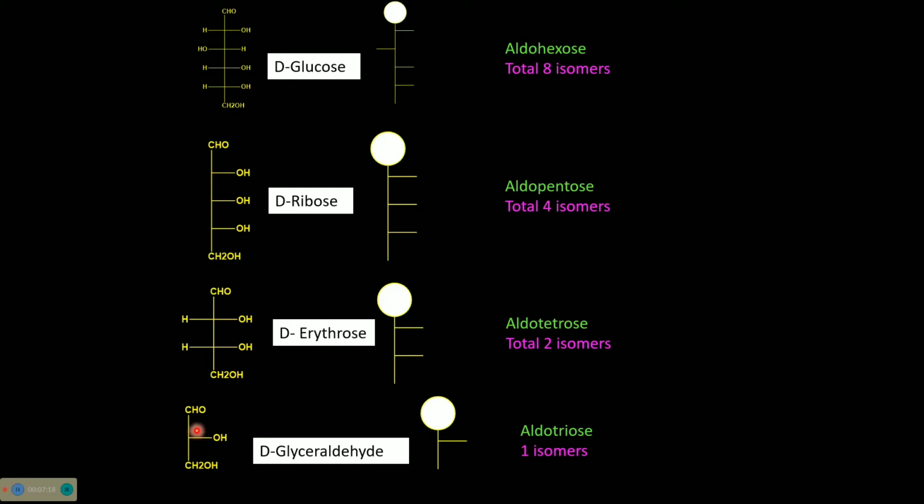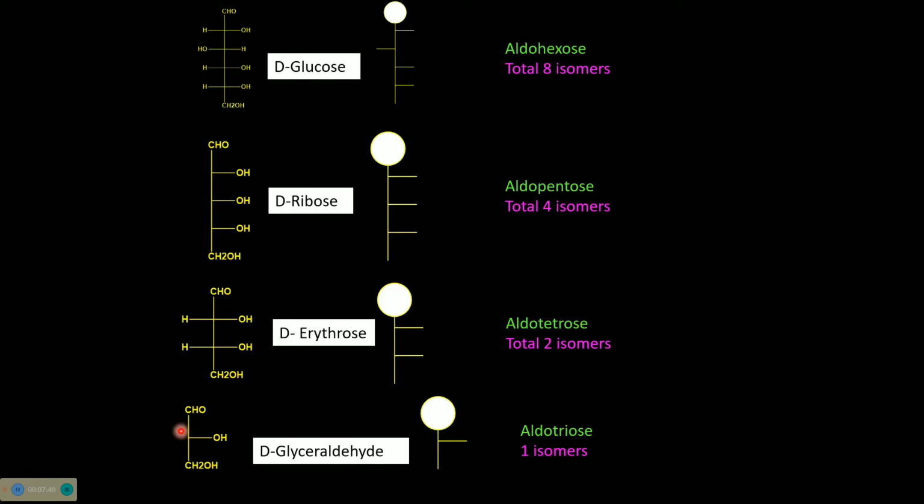Theoretically there are two isomers, meaning L-glyceraldehyde is also possible, but we know that the naturally occurring aldotriose is D-aldotriose, and that is D-glyceraldehyde. So this configuration is fixed.